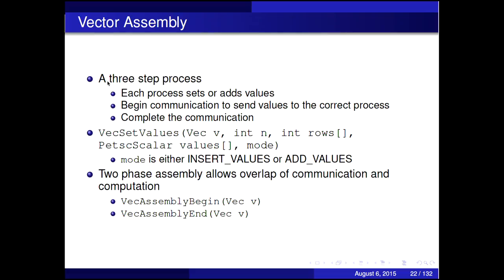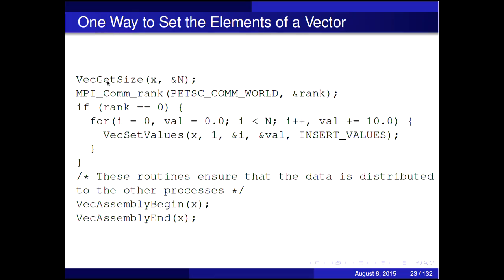Once you've called this as many times as you want, you call VecAssemblyBegin and then VecAssemblyEnd. And in this part, internally, PETSc handles all the MPI communication to move the data to where it belongs. And if there's no data that has to be moved, it doesn't move any data. If there's data that has to be moved, it moves the data. So the next few slides will explain this in more detail.